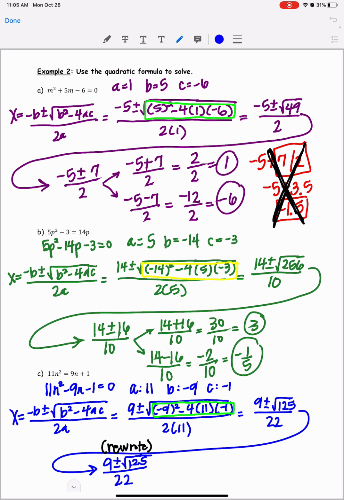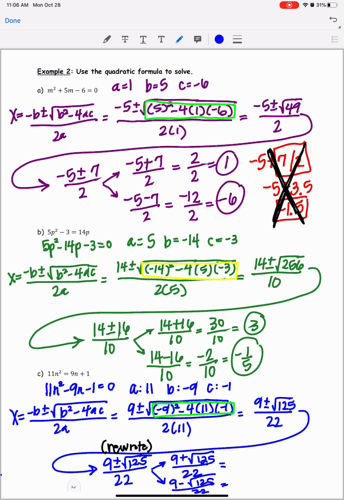Nothing changed. Just jump right to step 6. So this becomes 9 plus the square root of 125 all over 22, and 9 minus the square root of 125 all over 22. When this doesn't come out to be a perfect number, this is when it's so important that you follow those steps on step 7 correctly.